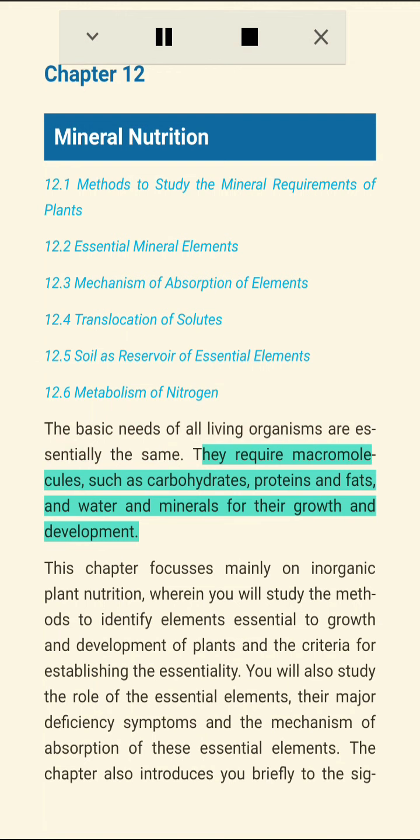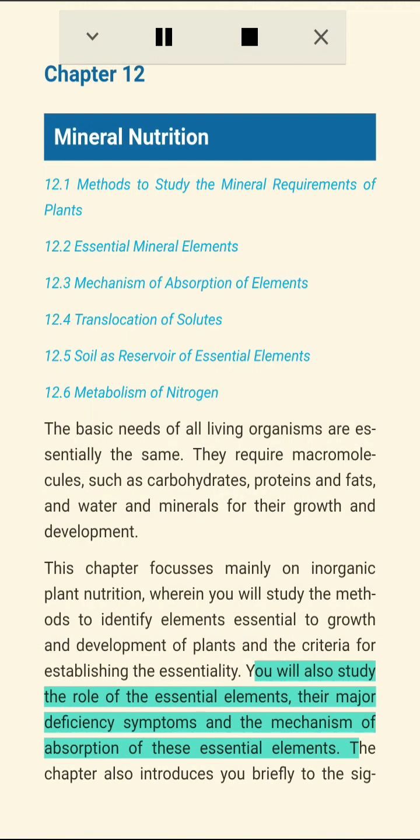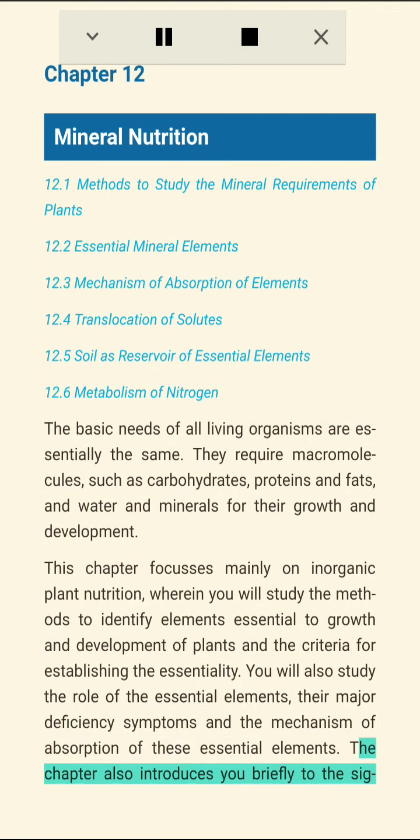The basic needs of all living organisms are essentially the same. They require macromolecules, such as carbohydrates, proteins and fats, and water and minerals for their growth and development. This chapter focuses mainly on inorganic plant nutrition, wherein you will study the methods to identify elements essential to growth and development of plants and the criteria for establishing the essentiality. You will also study the role of the essential elements, their major deficiency symptoms, and the mechanism of absorption of these essential elements. The chapter also introduces you briefly to the significance and the mechanism of biological nitrogen fixation.